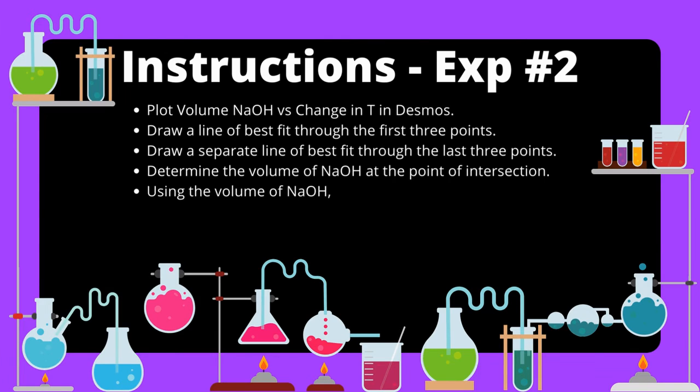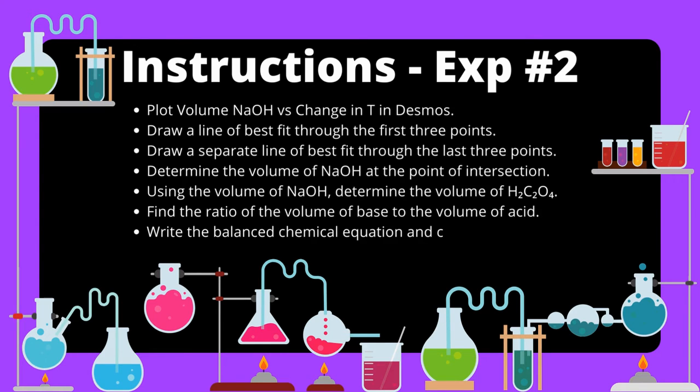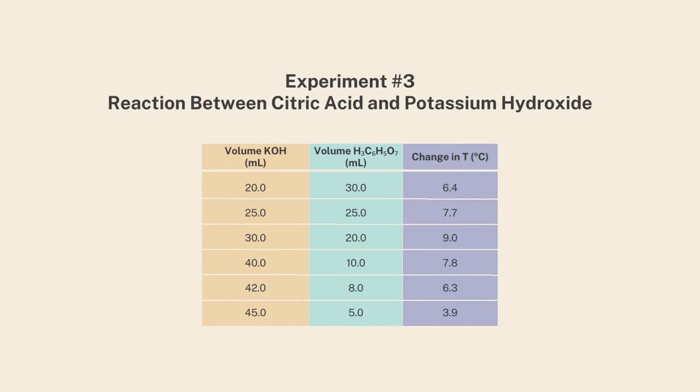you're going to use that gives you the maximum temperature, and use that volume to determine the volume of acid that would be required. Find the ratio of the volume of the base to the acid again, write a balanced chemical equation, and just like in experiment 1, compare the 2 values of the molar ratio and the volume ratio.